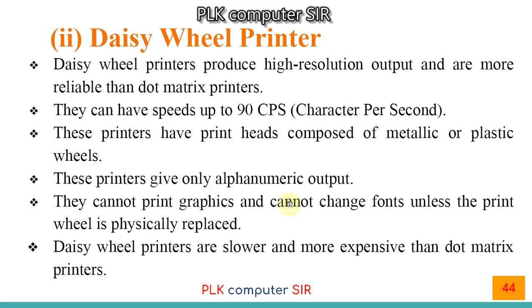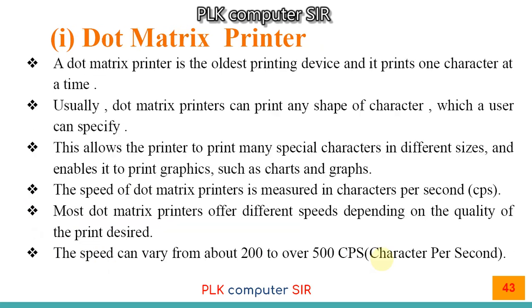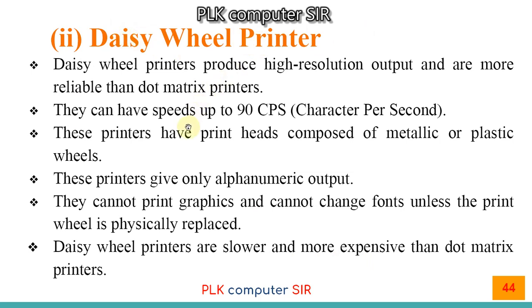They cannot print graphics and cannot change font unless the print wheel is physically changed. So it will only print according to the print wheel. If we have to print something in the next font, then we have to replace the print wheel. Daisy wheel printers are slower and more expensive than dot matrix. So you can see, the speed can vary from 200 to 500 CPS in the dot matrix printer, but the daisy wheel can be a speed of up to 90. So it is slower and in cost it is more expensive than a dot matrix printer.